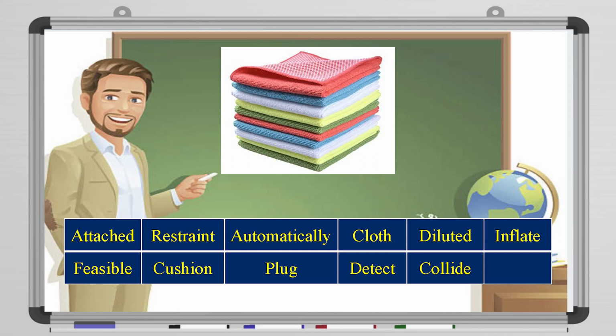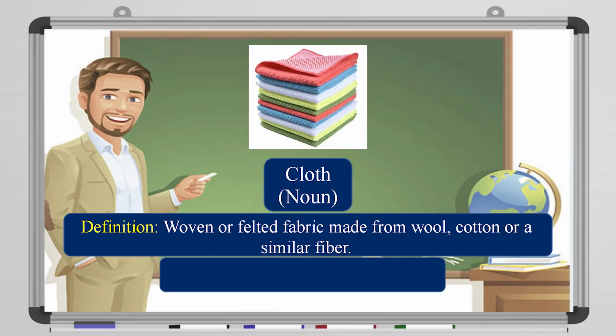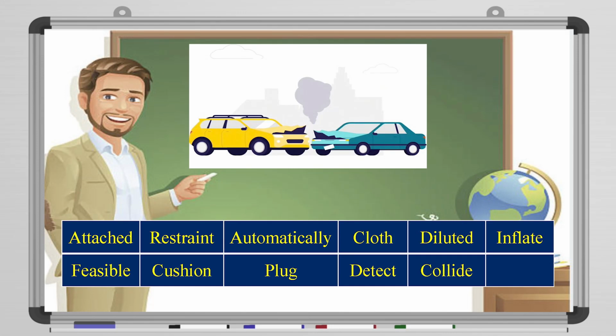This is a picture of what? The material. We all use it, right? Simple. It's a cloth. Now, a woven or felted fabric made from wool, cotton, or a similar fiber. For example, wipe the table using a cloth. So we use a cloth to wipe the tables. Alright? So next we have two cars.